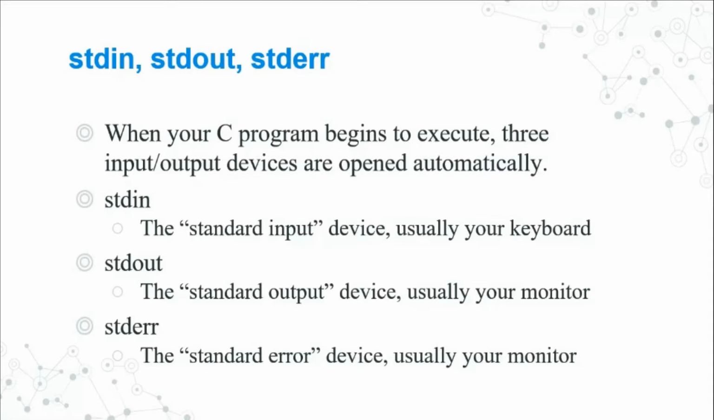There are actually three different devices in the C programming or C compiler: stdin, stdout, and stderr. These are the three different devices that are available in C programming. stdin means the standard input device. Usually the standard input device will be your keyboard. In the majority of cases, the standard input device is your keyboard.